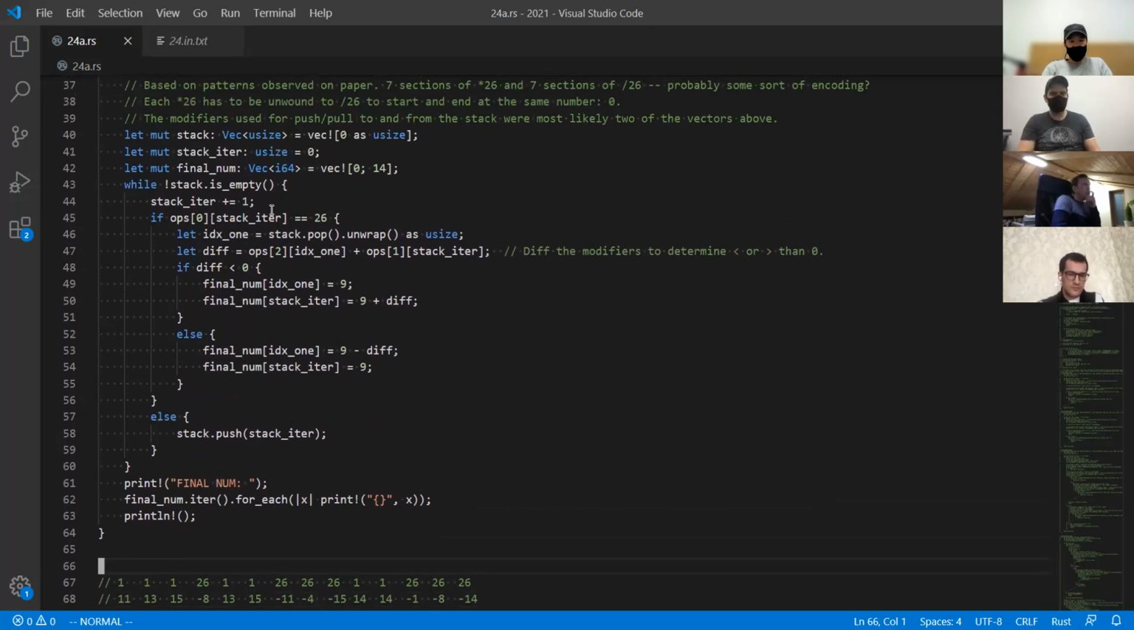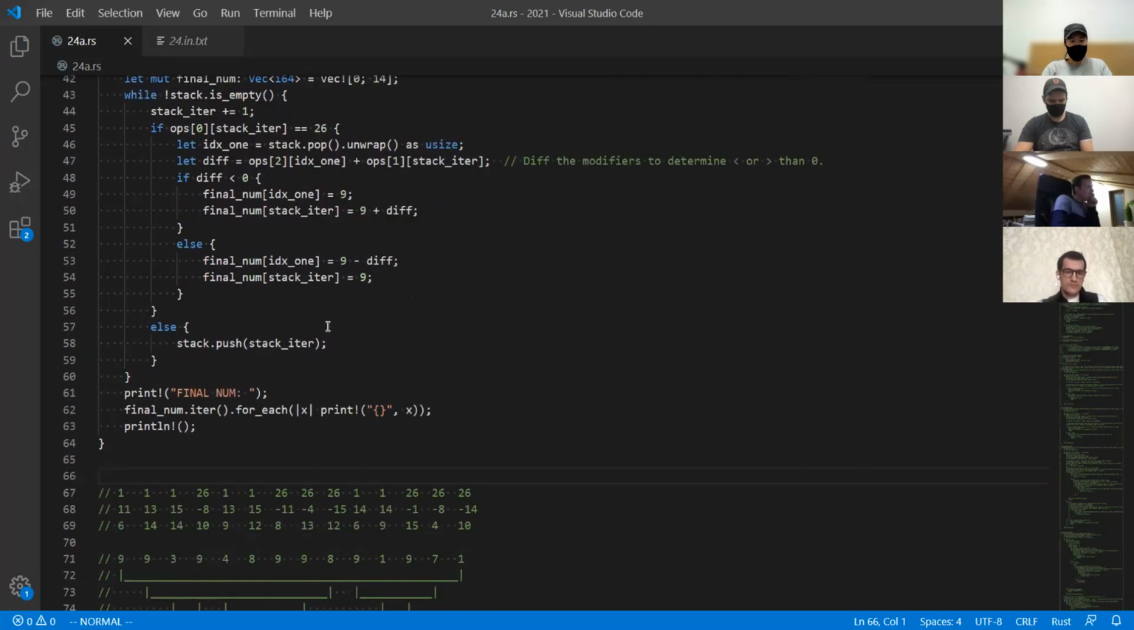And so for each element in the stack, it gets pushed in if it's not divided by 26. In other words, if it's divided by 1 instead, they get pushed onto the stack. Otherwise, if it is 26, then we're popping from the stack, and the popping is where I'm doing my math. And so when I pull out from the stack, I use those number pair differences to determine what number to put in.